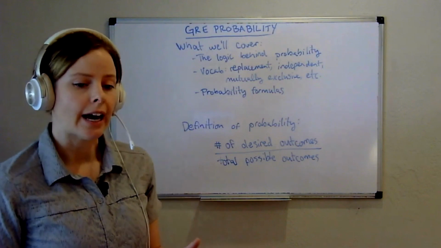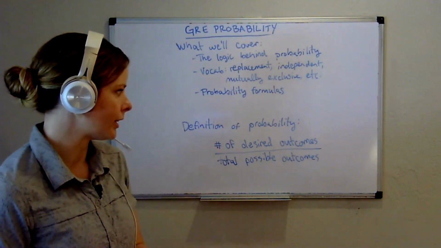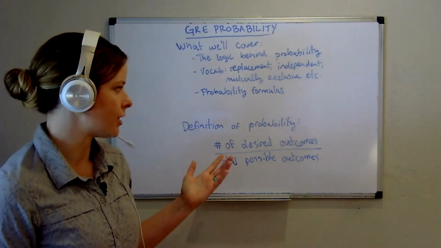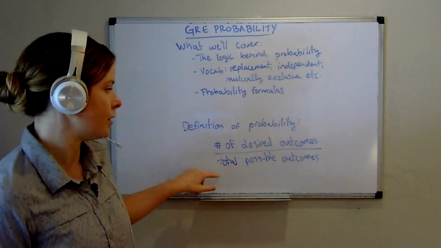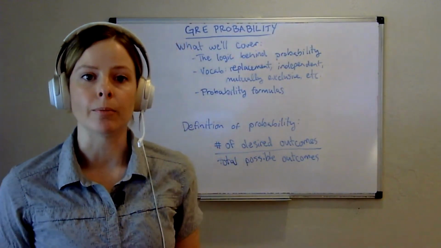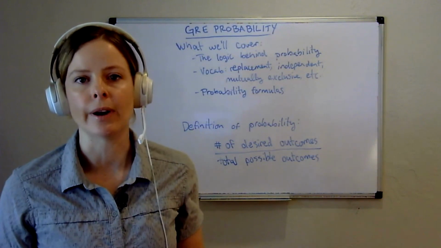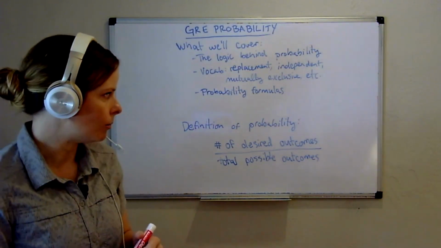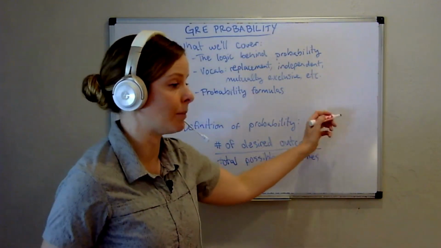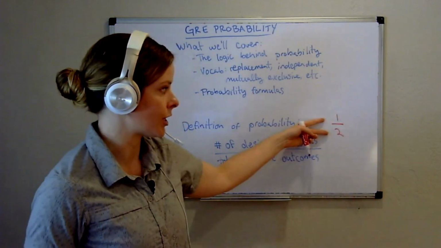And before we dive into our first question, I just want to talk a little bit about the definition of probability. The definition is simply your number of desired outcomes divided by your total possible outcomes. And as a simple example, if you flip a fair coin, what is the probability that you end up with heads? Well, most people can see right off the bat that it's going to be 1/2. But where do these numbers come from?